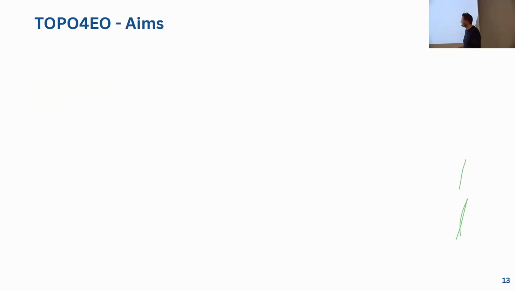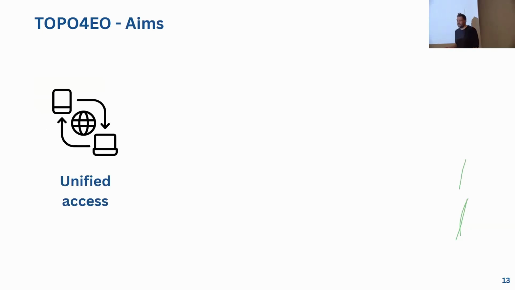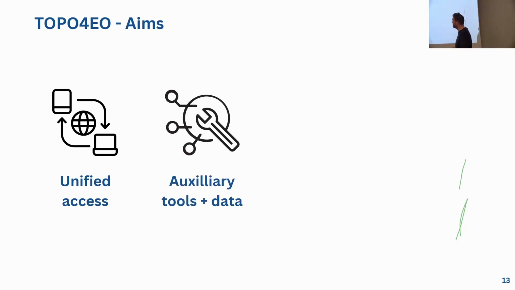So what are the actual aims of TOPO4EO? The first one, obviously, you should have guessed by now, is really about unified access to the data, but not only the data, about the metadata as well. So we really need to change the way we access those data sets and how we interact with those data sets. Because within this there is a really huge potential to improve the way we work with these data sets.